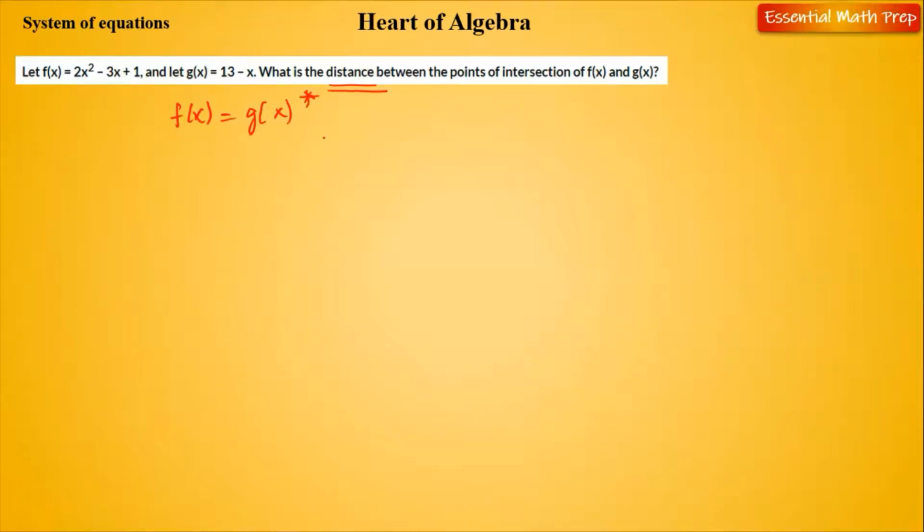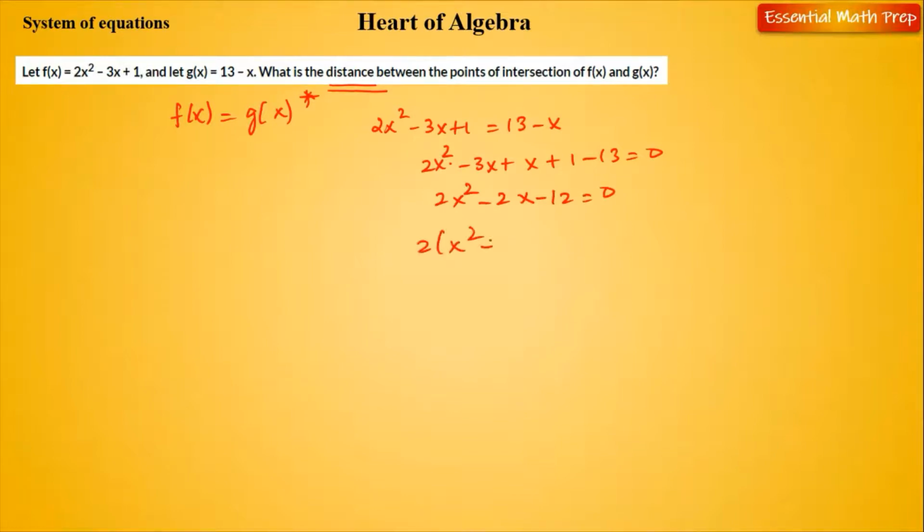Okay, that means 2x squared minus 3x plus 1 equals 13 minus x. So you can do 2x squared minus 3x plus x plus 1 minus 13 equals 0. So 2x squared minus 2x minus 12 equals 0. So if we take 2 out, x squared minus x minus 6 equals 0.